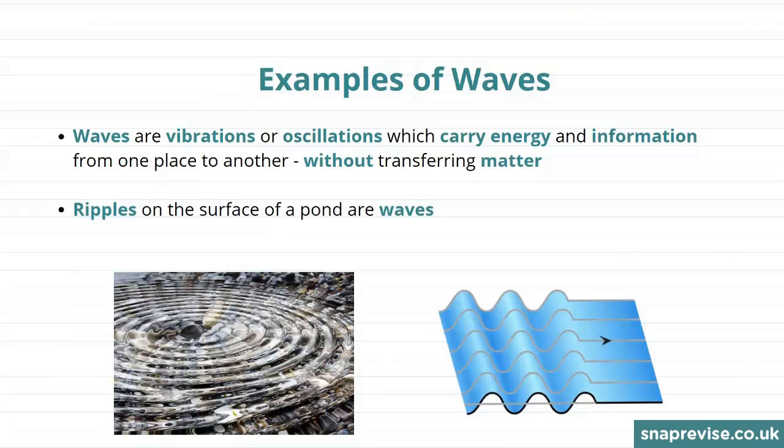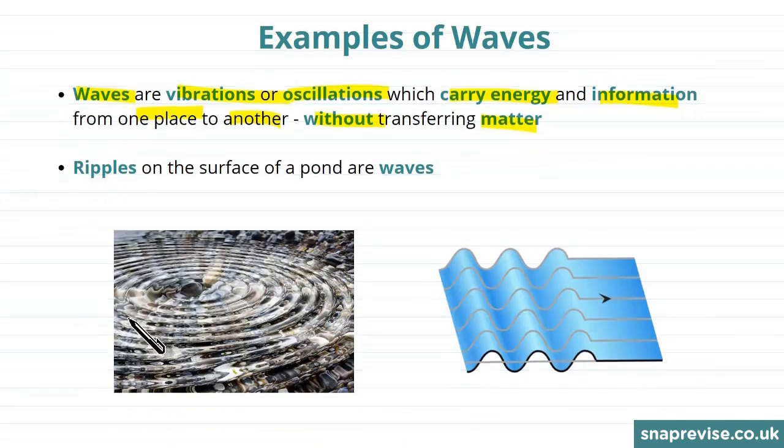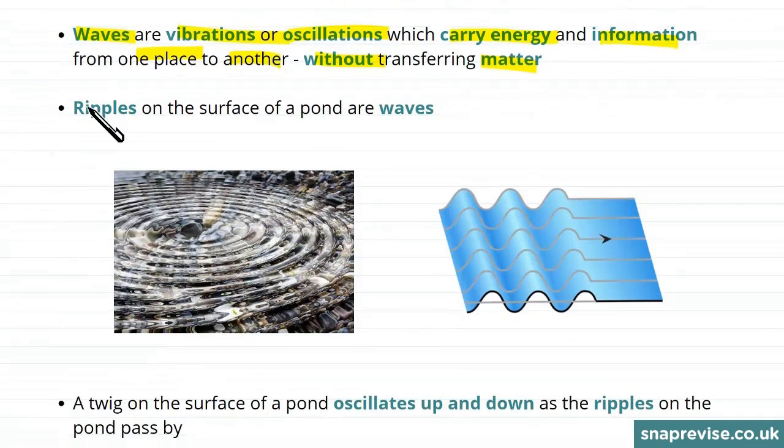So let's just see that definition again. Waves are vibrations or oscillations which carry energy and information from one place to another without transferring matter. So let's look at some examples of waves. Classic example is ripples on the surface of a pond.